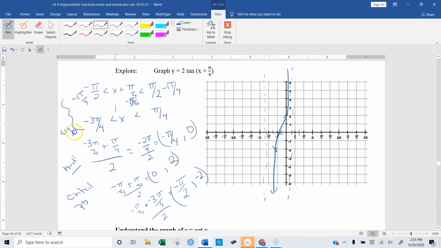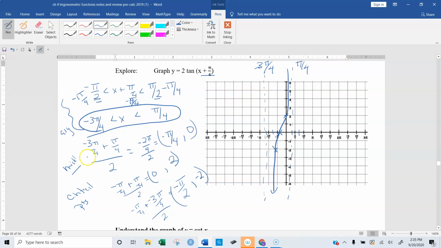Step 1 is finding your asymptotes. So you take x plus pi over 4 and set it between negative pi over 2 and pi over 2. Subtract your pi over 4, and you should have gotten negative 3 pi over 4 and pi over 4 for your asymptotes. You should have graphed those in first. That's where your graph is undefined.